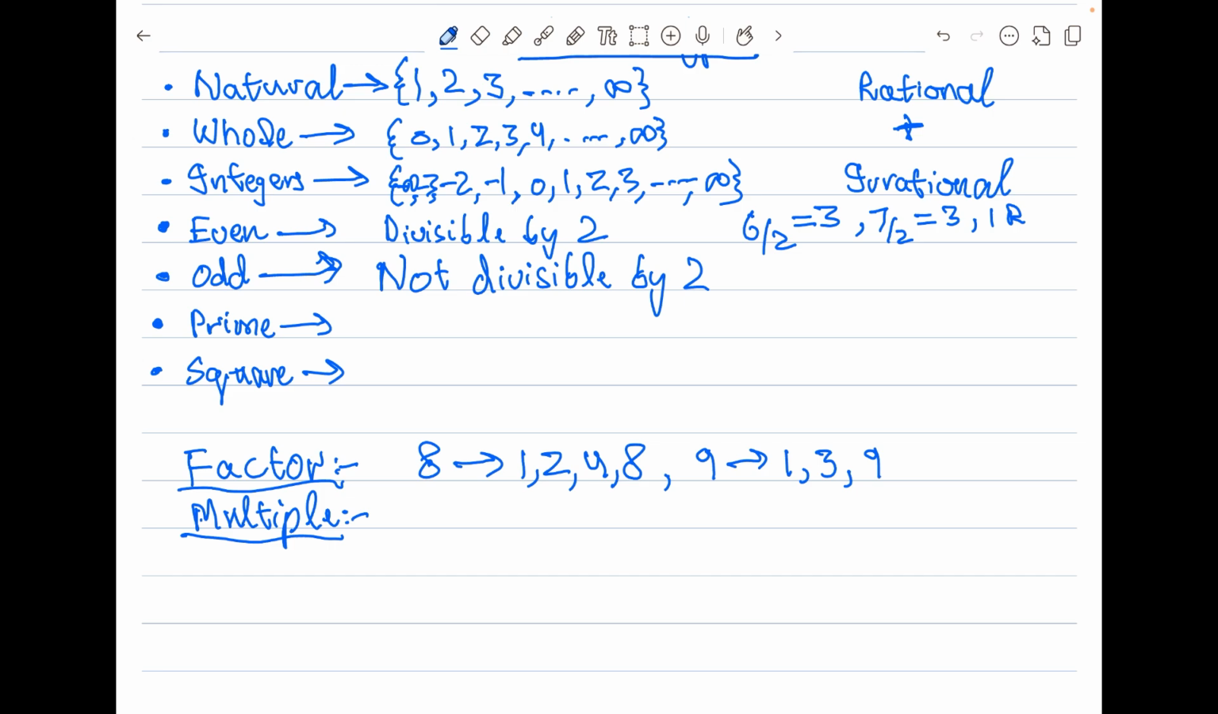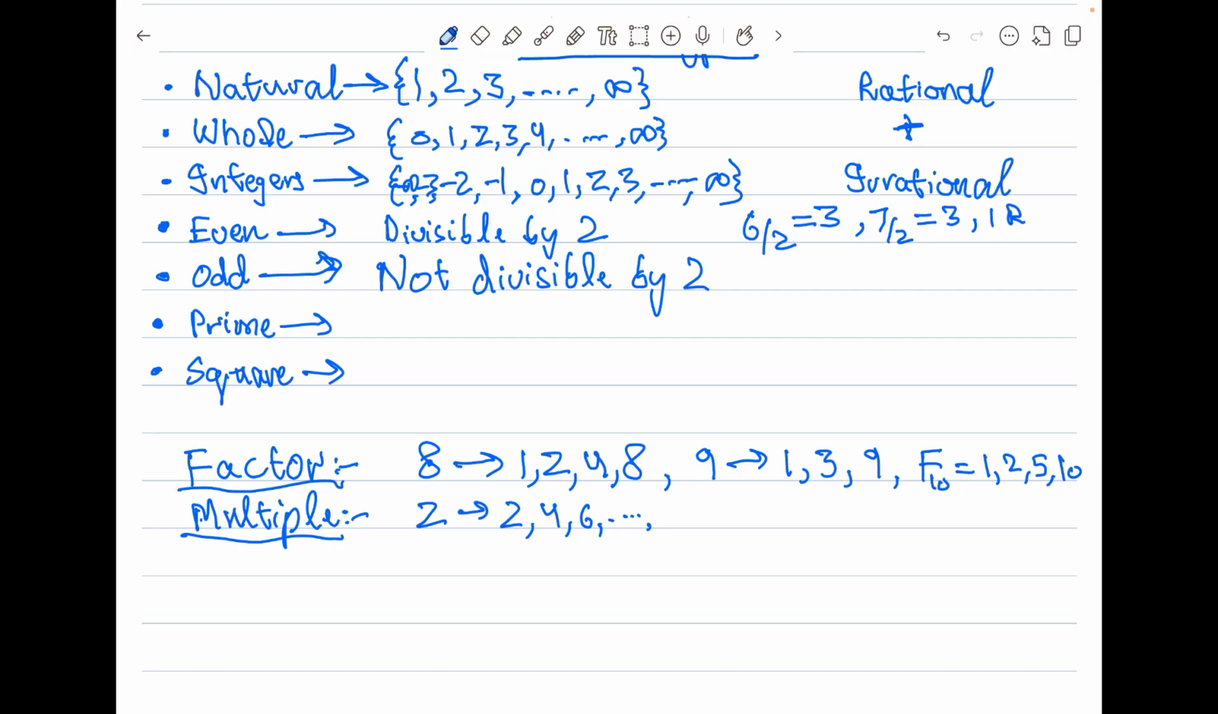We denote this by writing an F with a subscript. So if you want to know the factors of 10, we'll write it as follows, and we will say that the factors of 10 are 1, 2, 5, and 10, right? And for multiples, for example, if we had 2, the multiples will be 2, 4, 6, and so on and so forth. There are infinite numbers which you obtain when you multiply 2 with a number, right? So those are multiples of 2.